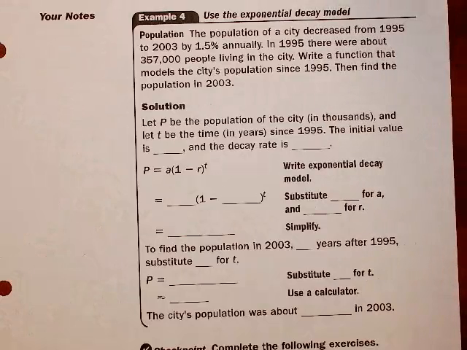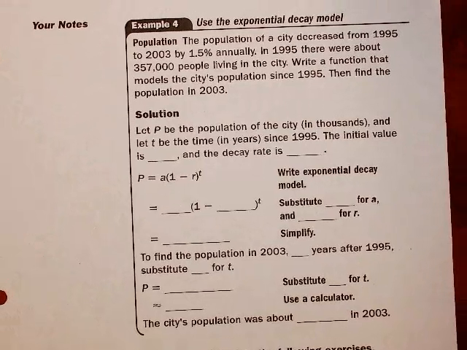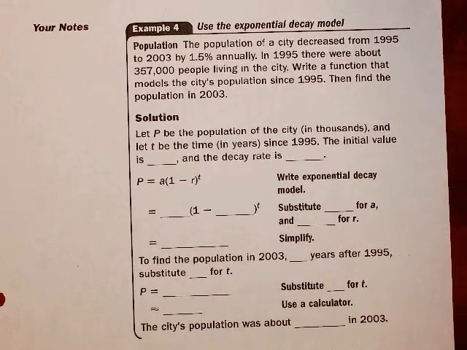So now we have example 4. The population of a city decreased from 1995 to 2003 by 1.5% annually. In 1995, there were about 357,000 people living in the city. Write a function that models the city's population since 1995. Then find the population in 2003.